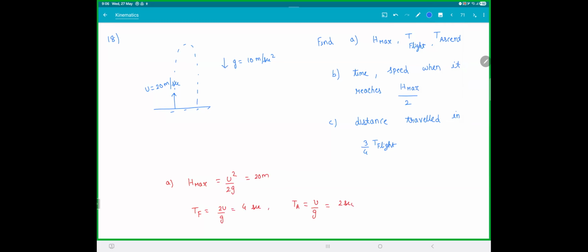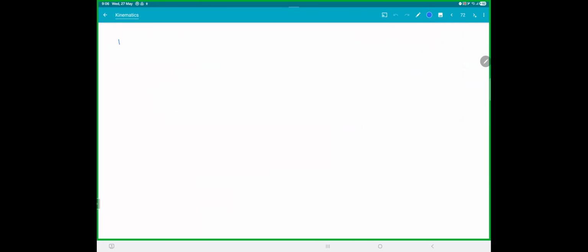Second question, you are asking time and speed when it reaches h max by 2. Let's get the data first. What is your speed? 20 meters per second. What is your acceleration? Minus 10. What is your displacement or y coordinate? You said half of h max. What is half of h max? 10 meters. What do you want to find? Time. I don't know this. What else you want to find? Speed. I don't know this.